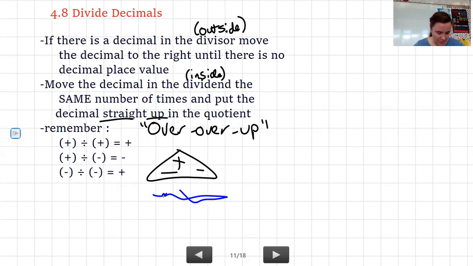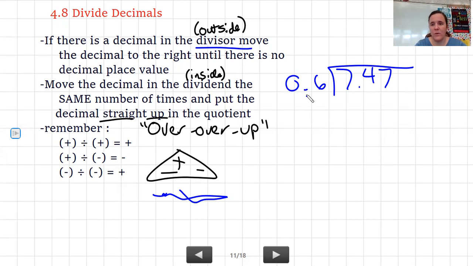So if you remember from way back when you looked at how you divide, I'm trying to find a problem that's not too big that I can actually fit on this screen here for you. If we have 7 and 47 hundredths divided by 6/10. Anytime you have a decimal in the divisor, the outside part, you've got to move it over until you have a whole number outside. And essentially what you're doing is multiplying by 10. But if you multiply on the inside, you have to do the same thing on the outside. So you go over so that you have a whole number in the divisor, and then you go over the same number of spots in the problem and bring the decimal straight up. And then from there, you just divide.